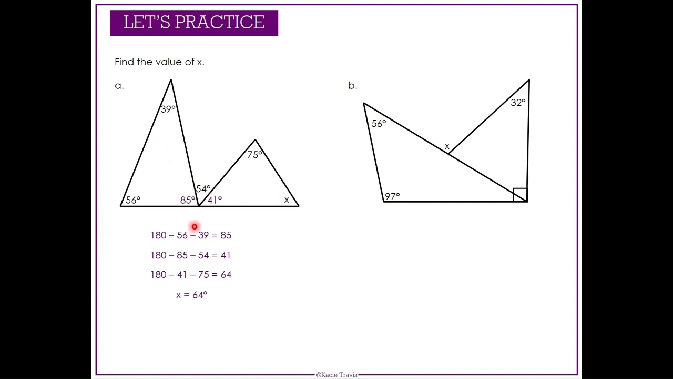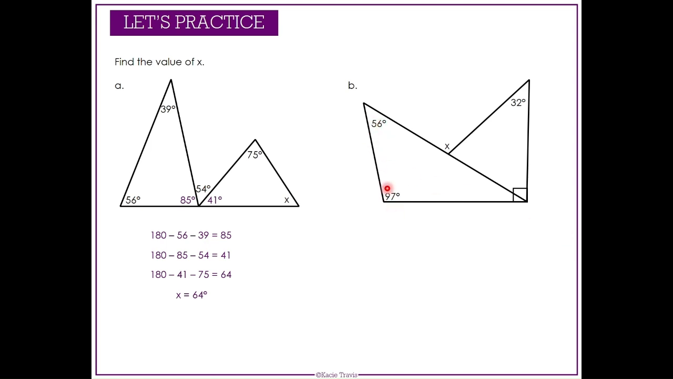Now, all of these that we did here, this is all us using the sum theorem and the fact that angles on a straight line add up to 180. But you could also use the exterior angle theorem to say that 54 and 85 is equal to 75 and x. But there's more than one way for you to do things, of course. Alright, over on B, we got a little more complicated one.